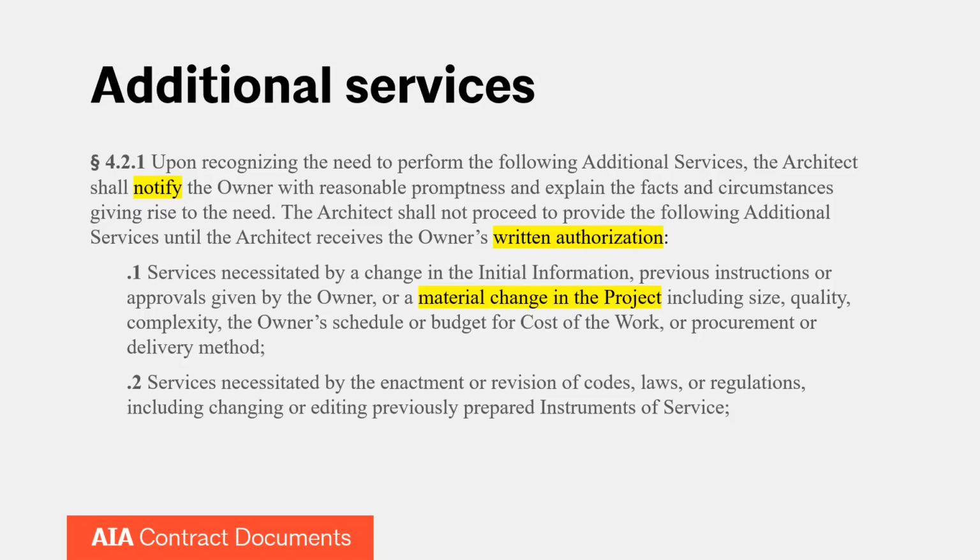Another item that I did put up on the screen here says, services necessitated by the enactment or revisions of codes, laws, or regulations, including changing or editing previously prepared instruments of service. We've had a lot of executive orders, as I'll just describe them, passed. We've also had a stimulus package passed. So things are changing from a legal perspective, and it's hard for me to think right now of all the ramifications that could have on an architect's drawings and specifications in ways they might need to be changed. But just keep in mind that there is a mechanism in the B101 and in a lot of our other B100 series documents that would allow for additional services if you're doing extra work that's due to the things that we've been discussing so far in this presentation.